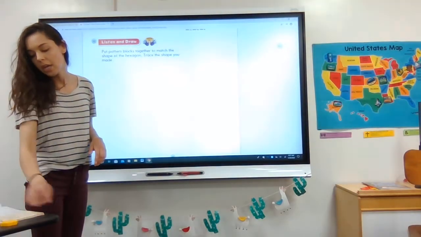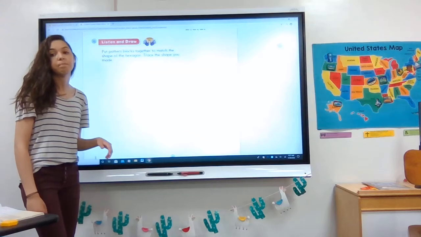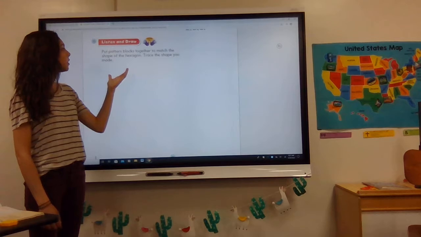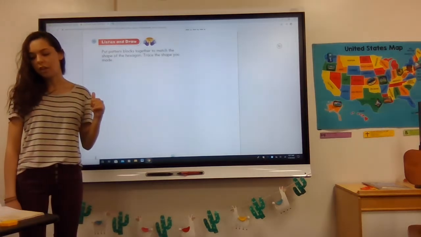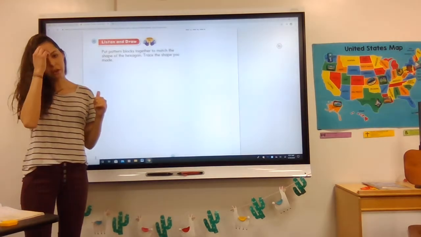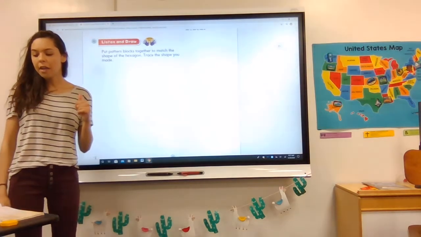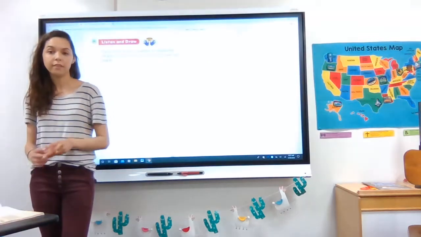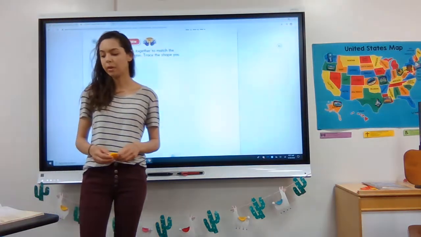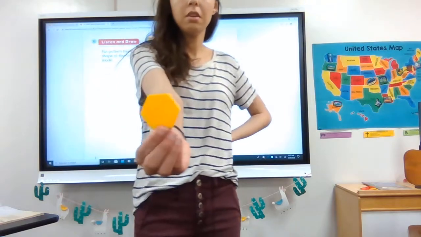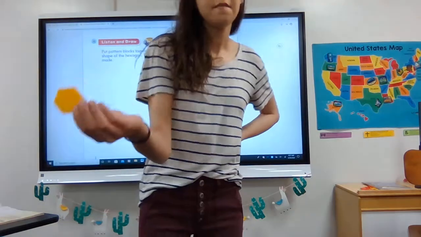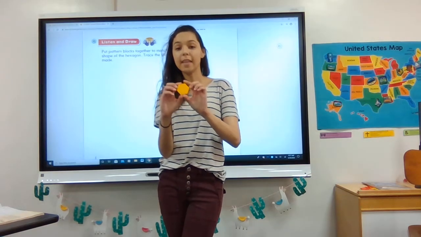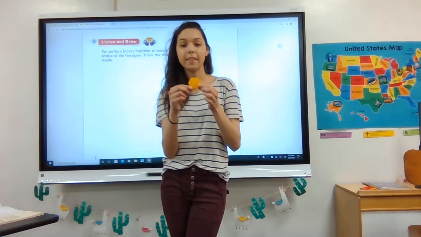So I'm on page 747. All right, so it says, put pattern blocks together to match the shape of a hexagon. Trace the shape you made, all right? So if I remember back to what a hexagon is, you guys need your blocks and your little shape tiles to help you with this question. Okay, if I remember, it looks like this. Okay, and you say, Miss Keller, how do I know it's a hexagon? It has how many sides? 6. And how many vertices?